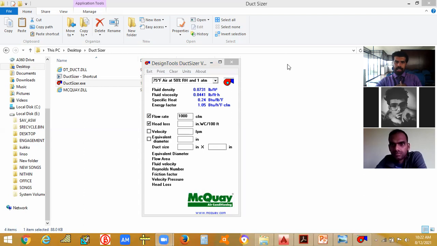Yeah, when you're saying that the range is between 0.08 to 0.12 inches of water column, okay, so what can I give here? What should be my value that I have to give in the place of head loss? Yeah, so best you give 0.1. Okay, you give 0.1 inch of water column per 100 feet. So I'm giving 0.1.